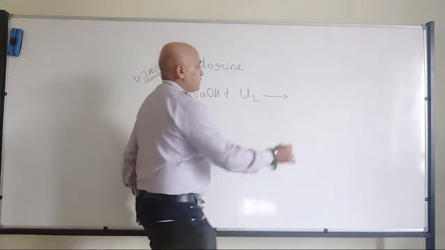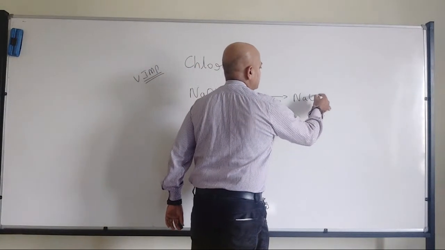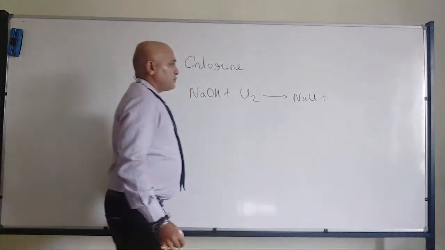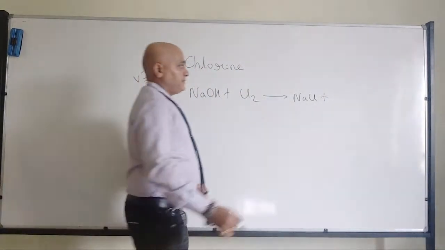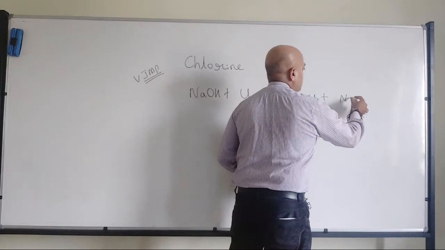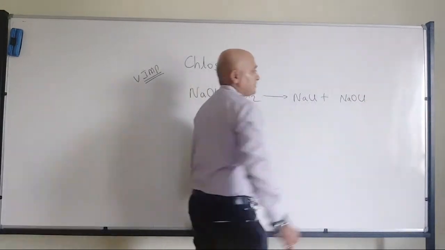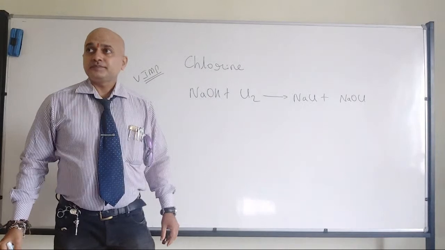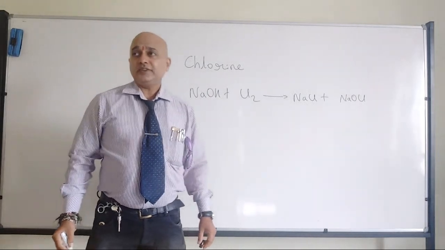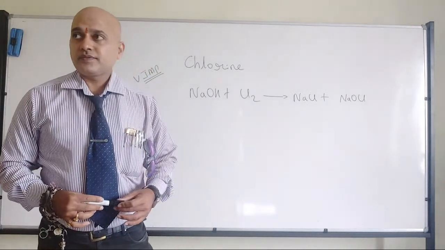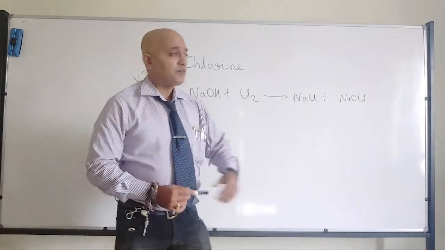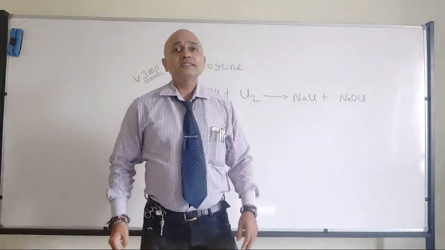Now one of the products will be NaCl. Another product, you should tell me the name. What is that? NaOCl. What should be the name of this product? NaOCl.